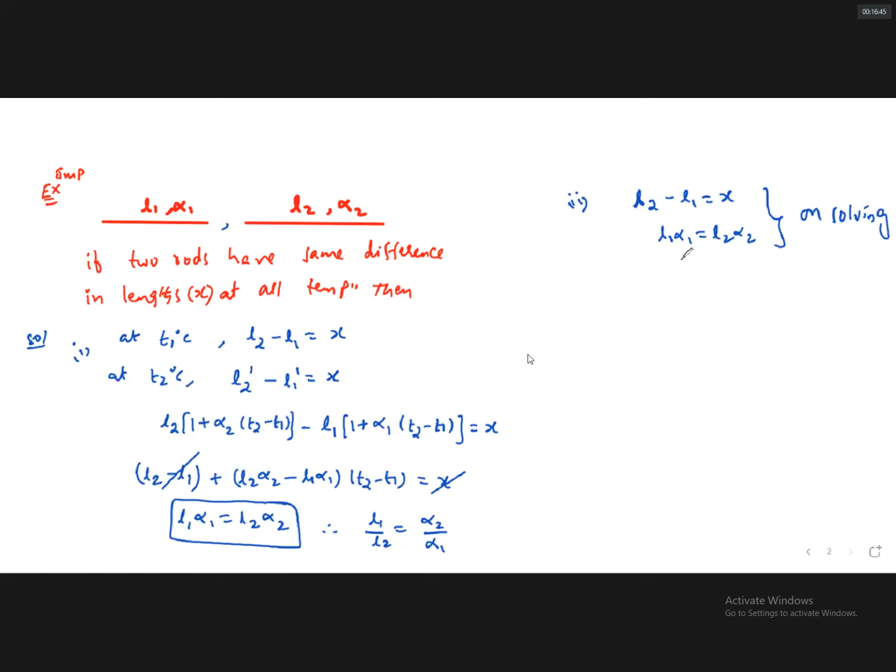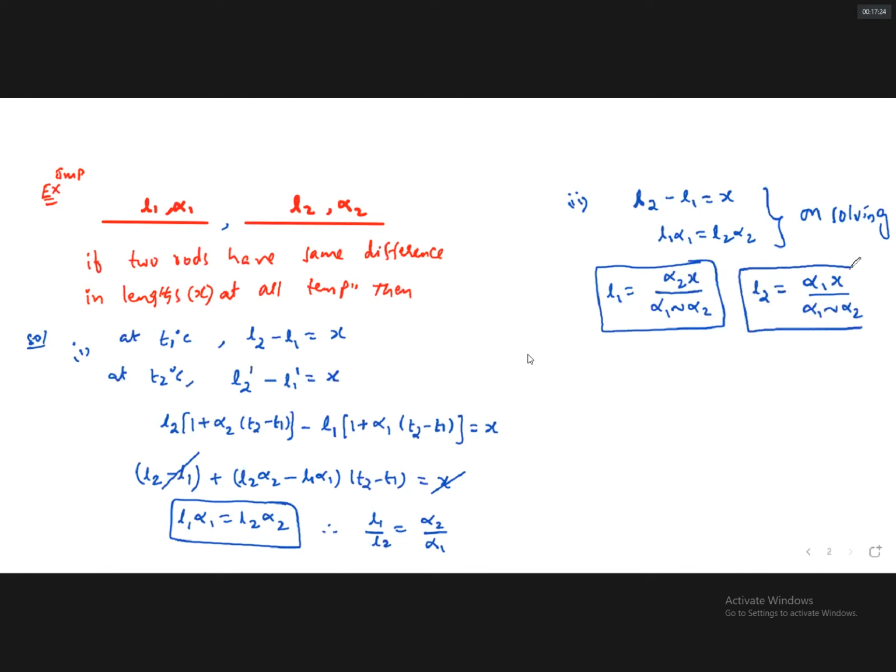Now, on solving these two equations, we write L1 as L2 minus x, so we get the L2 value, and L2 can be written as L1 plus x, so we get the L1 value. Upon simplification, we get L1 as alpha 2 into x by the difference of alpha 1 and alpha 2. Difference means we don't know whether alpha 1 is more or alpha 2 is more, so we take the difference. And L2 can be taken as alpha 1 into x by the difference of alpha 1 and alpha 2.